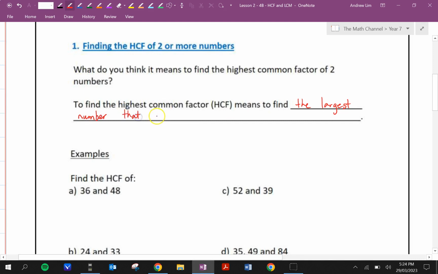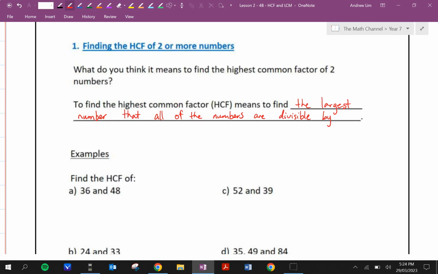that all of the numbers are divisible by. Okay, so all the numbers given to us in the question. So there could only be two numbers. What's the largest number that both of those numbers can be divided by? If there are three numbers, what's the largest number that I can divide all three of those numbers by?